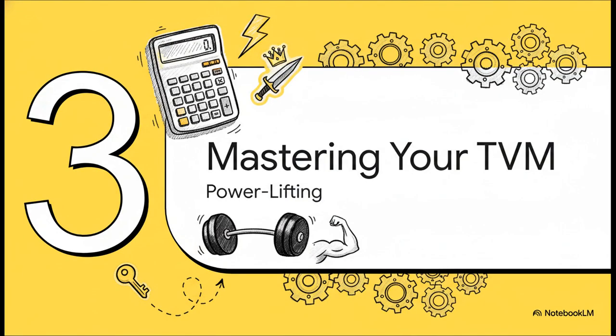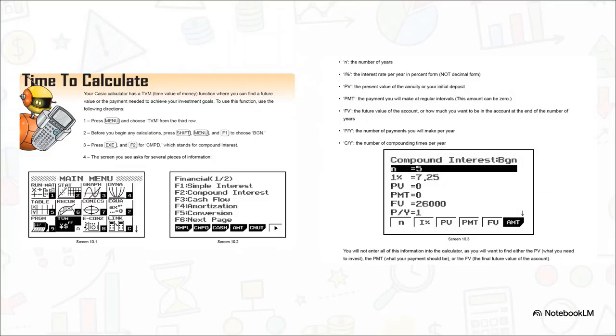Okay, time for the powerlifting portion of our workout. Let's get comfortable with your calculator's time value of money function, or TVM. Seriously, this thing is your secret weapon. All right, grab your calculator. First thing you're going to do is find the TVM menu, probably under your Apps or Finance button, and select Compound Interest. You should see a screen that looks a lot like this.